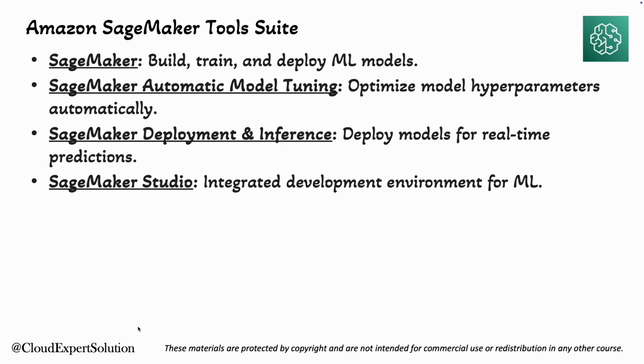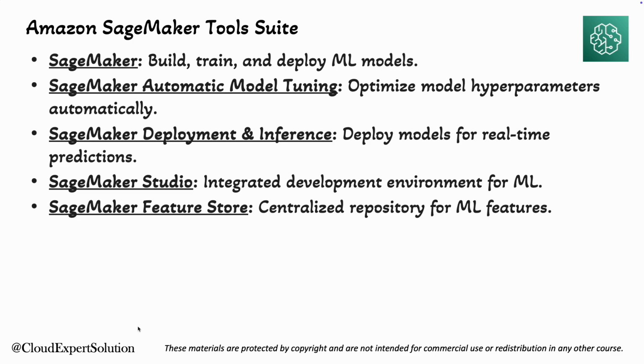Then we have SageMaker Studio. SageMaker Studio is a unified interface for SageMaker, and it can be used as an integrated development environment, or IDE, for machine learning. Then we have SageMaker Feature Store. SageMaker Feature Store is a centralized repository of machine learning feature metadata.